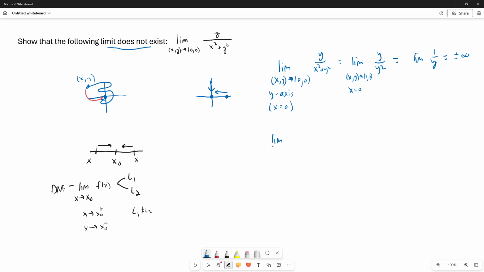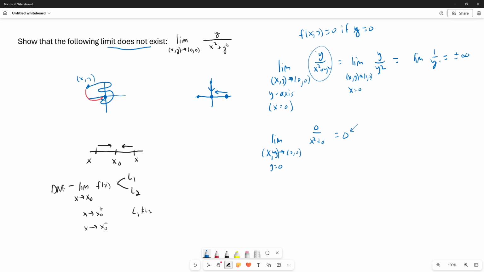But let's look at what happens when (x, y) goes to (0, 0) and y is equal to 0. Then the whole fraction is 0 over x squared plus 0, which is just 0. So whenever you put any point into this function where the point itself is on the x-axis, then the function is equal to 0. So this function f of (x, y) is equal to 0 if y is equal to 0. And so the limit is 0 in this case.